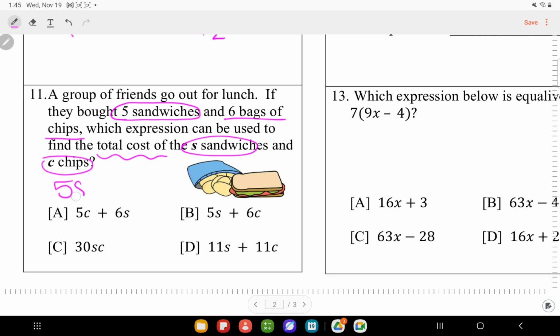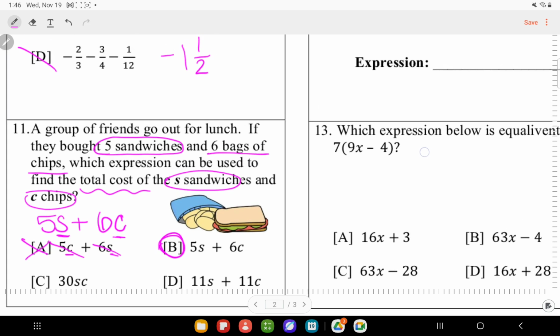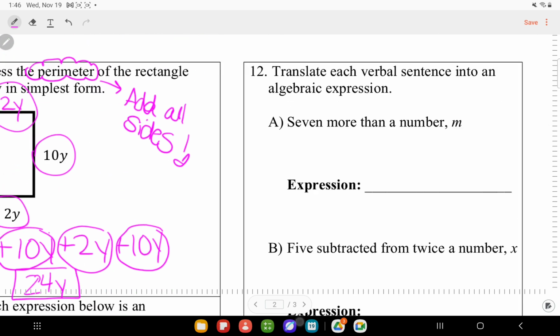5 goes with S for sandwiches and add it to the cost of 6 and C for chips. And that matches up with option B. Be careful. We had some of you picking the first thing you saw that had a 5 and a 6 in it. Be careful with that. These letters are mixed up. Why would it make sense for 5 chips and 6 sandwiches? It doesn't, so just be careful to really look at the answer choices after you translate.